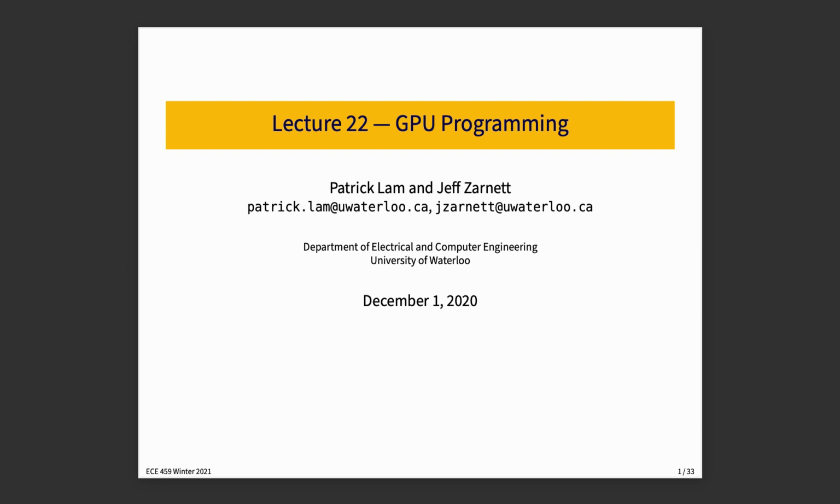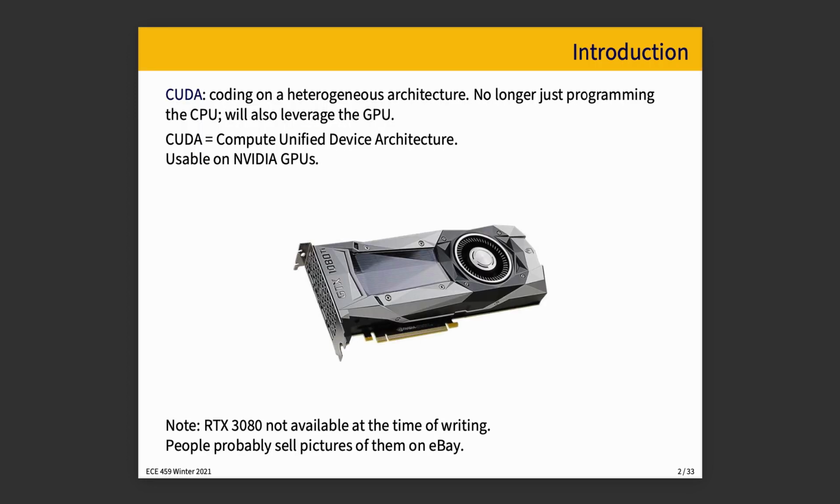The next step that we're going to talk about is programming for heterogeneous architectures. That is to say that we're getting away from just programming on the CPU, and we're going to also put the GPU to work.